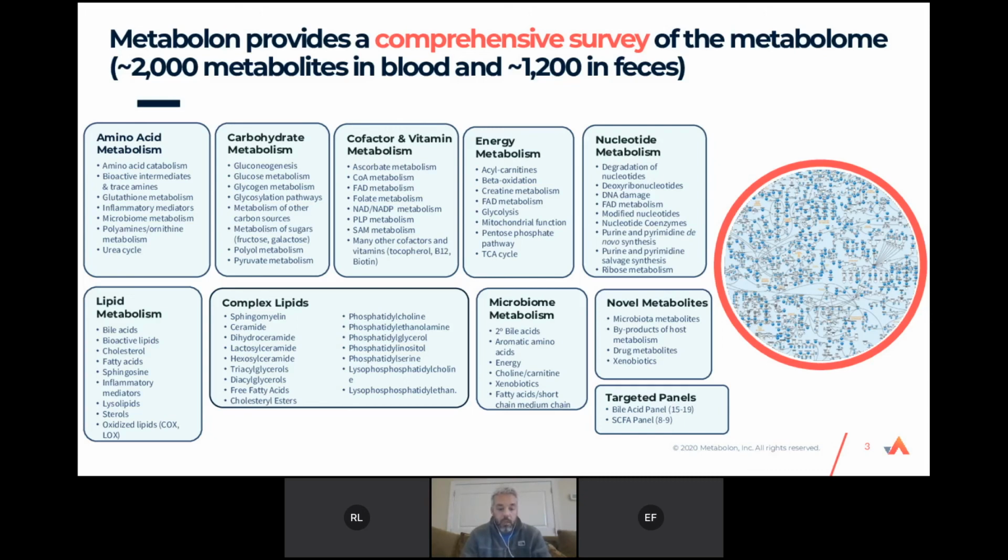So really, maximizing the value of each experiment, it is important to profile broadly and to look at the host metabolism, the microbiome metabolites, and also those xenobiotics, right? The drugs, the diet-derived metabolites.